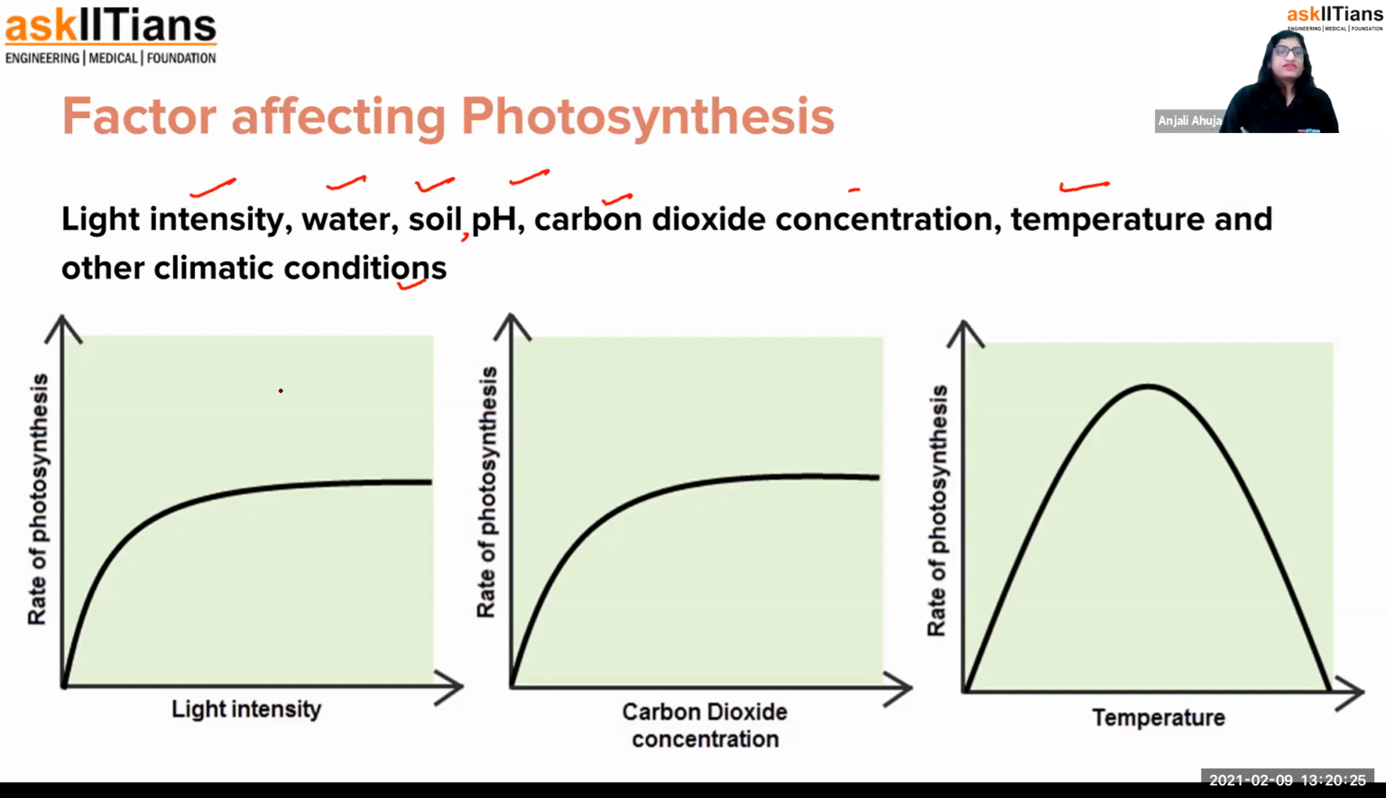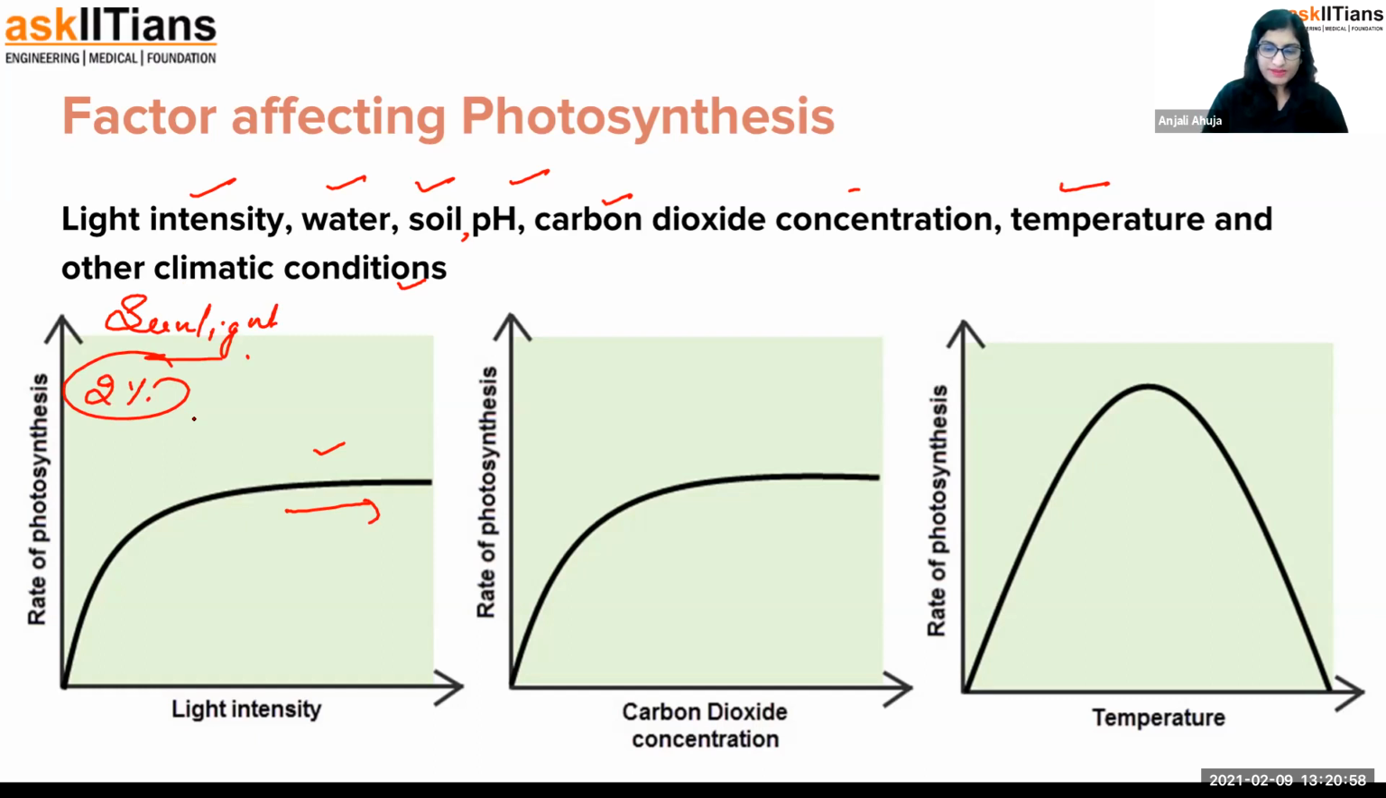So first is sunlight. If I talk about the light intensity, as the sunlight increases, the rate of photosynthesis will be more. Then it is going to be like a plateau, a flat one, because it would be very unnatural for sunlight to just keep increasing. Obviously, there's a plateau in the afternoon time. So sunlight is the ultimate source of energy, and only 2% of the total sunlight coming on the earth is used in photosynthesis.